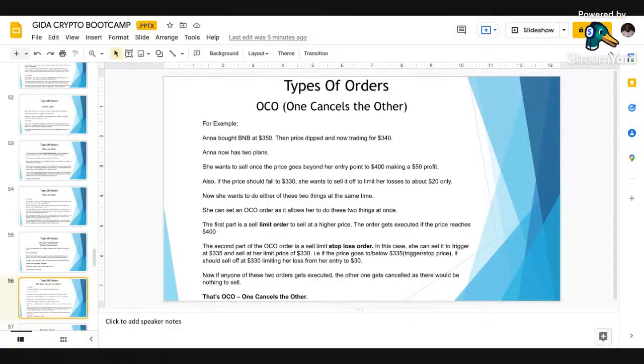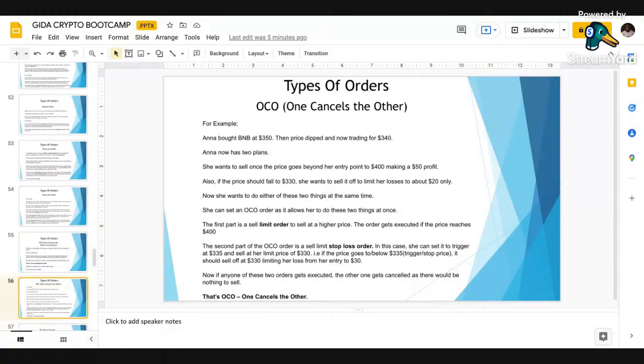So Anna has two plans. She wants to sell at a higher price, that is at 400. Right now, the price is down. She bought at 350. The price has fallen to 340. What can Anna do? She knows that this coin can rise from the 340 it has fallen to, up to 400, where her take profit is, making a $50 profit.